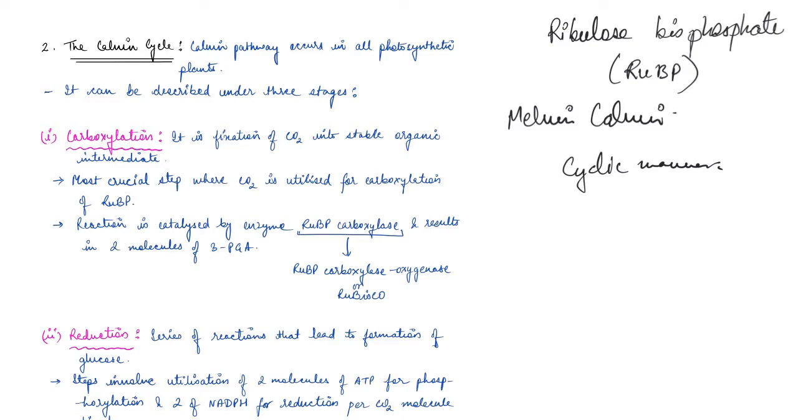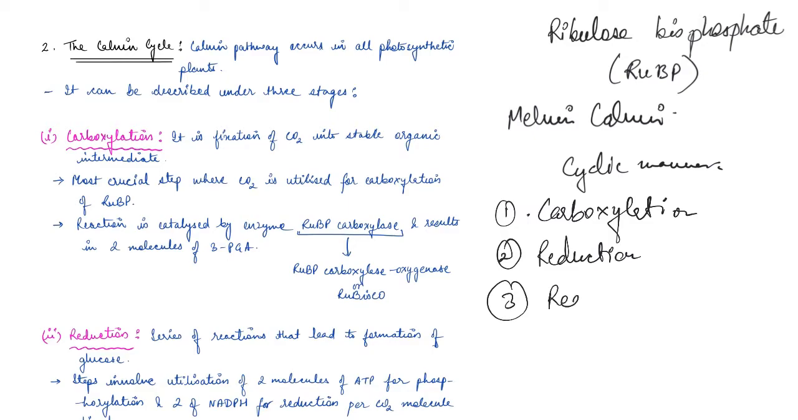Now, first you'll have to understand very clearly that the Calvin pathway occurs in all photosynthetic plants. It does not matter whether they have C3 or the C4 pathway, but they should be a photosynthetic plant, right? So, in order to understand the entire Calvin cycle, we basically divide it into three different stages. The first stage of the Calvin cycle is known as carboxylation. The second stage is known as reduction. And the third stage is known as regeneration.